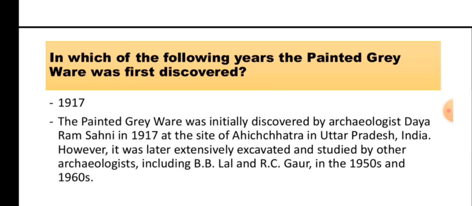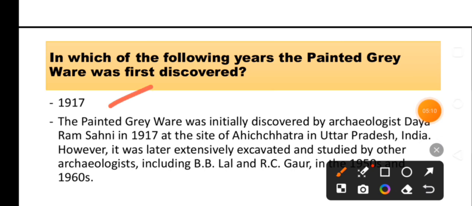In which of the following years was the painted grey ware first discovered? In the year 1917. Initially discovered by archaeologist Daya Ram Sahni in 1917 at the site of Ahichchhatra in UP, India. However, it was later extensively excavated and studied by other archaeologists like R.C. Gaur, B.B. Lal, etc. Next.